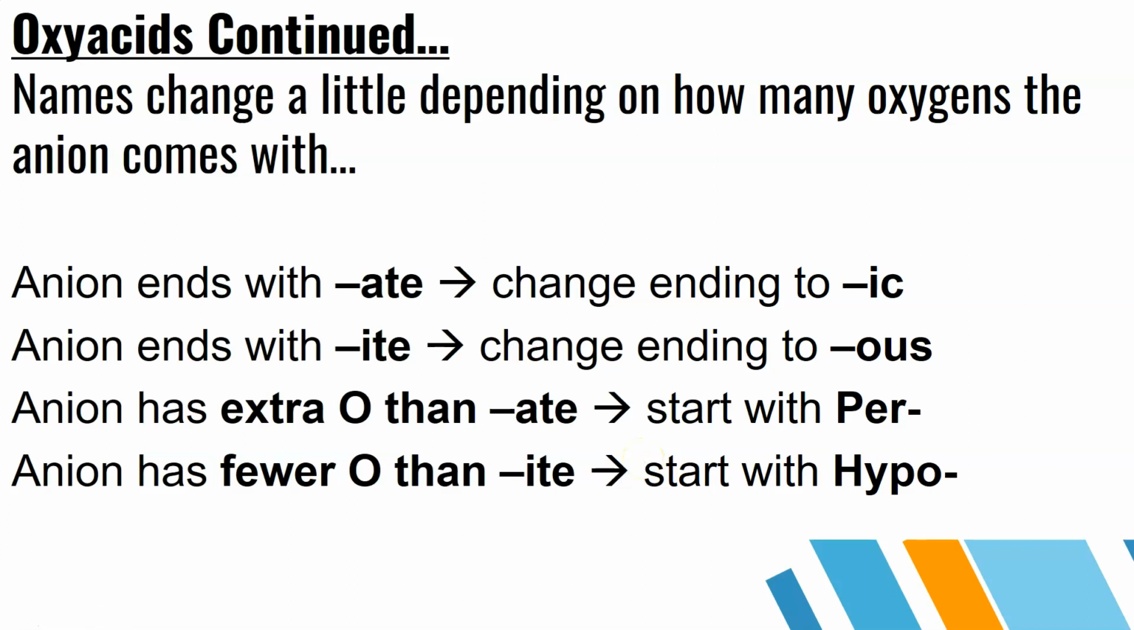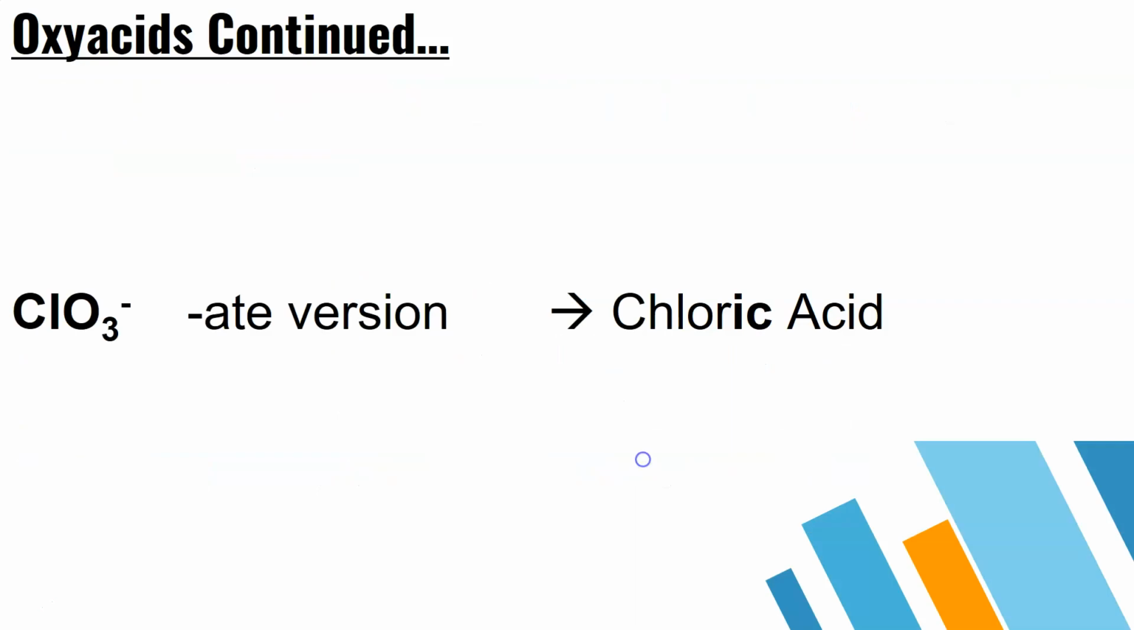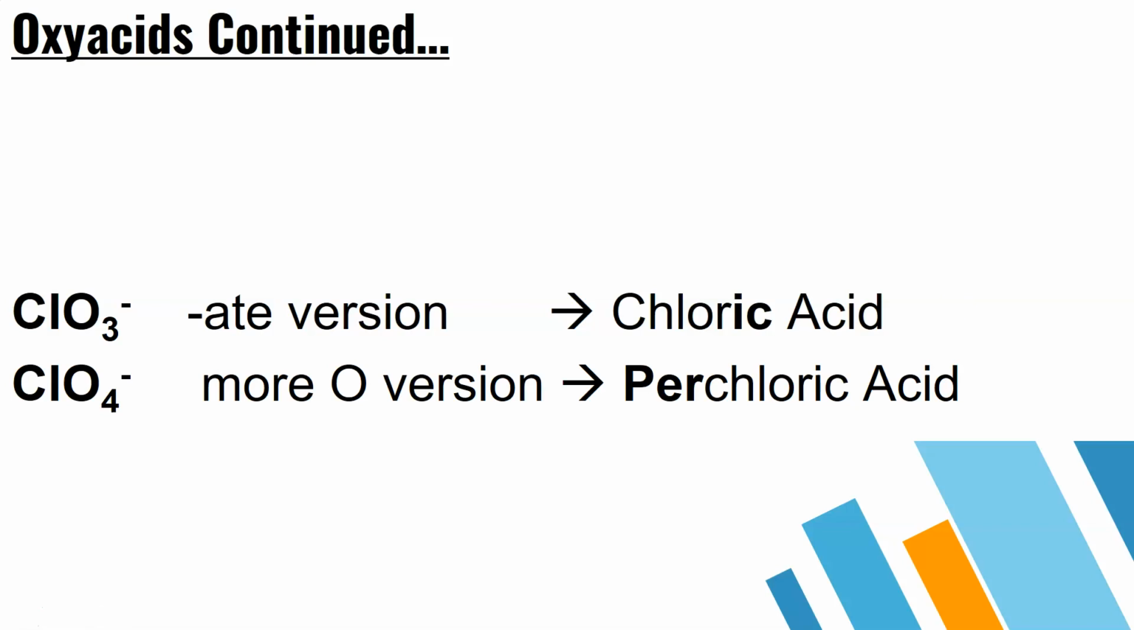I'll use chlorate as my example. We start with chlorate. If I add a hydrogen to this, it would be chloric acid. If I add an extra oxygen, now it's perchloric acid. Per tells me I have an extra oxygen.